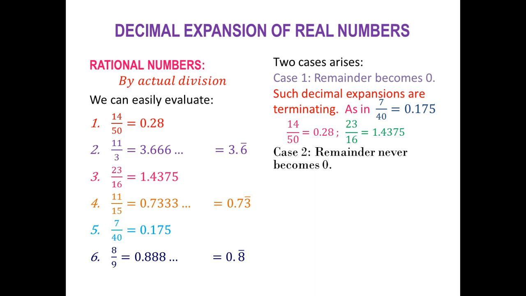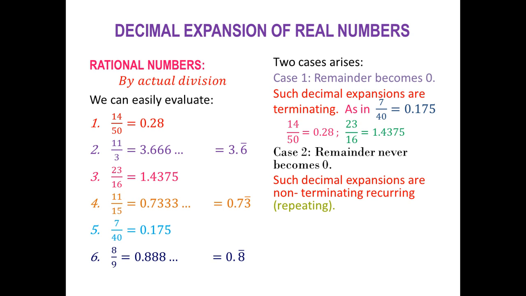Second case is remainder never becomes 0. First is remainder becomes 0. Second, remainder never becomes 0. Such decimal expansions are non-terminating, recurring. Recurring means repeating. Non-terminating, repeating, or non-terminating, recurring.